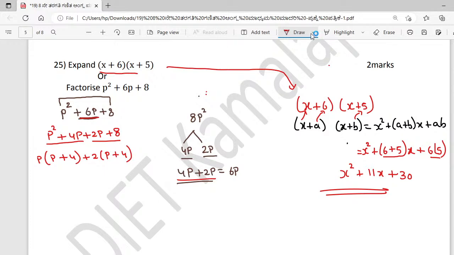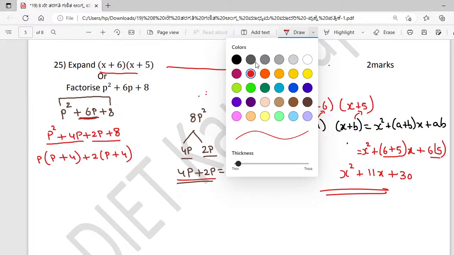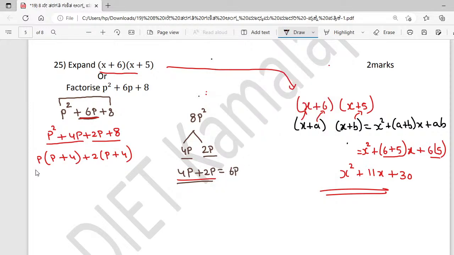Now once again you need to find out which are the common factors. I hope it is very easy for you all to find out. Which is it? p plus 4 is your common factor. What is remaining? This p is remaining, and here plus 2. So p plus 2 is finally the other factor. These are the two factors for this question, p square plus 6p plus 8.